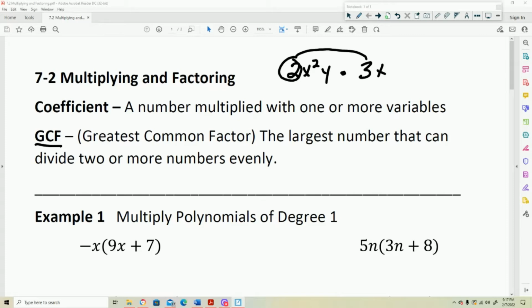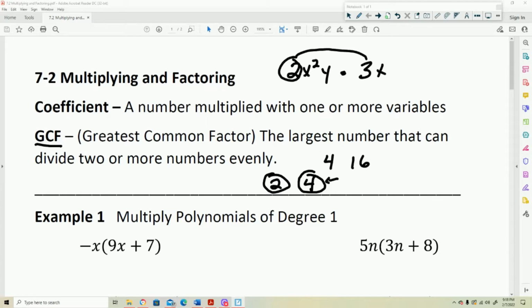GCF, we should remember that from way back in our elementary days. It's the largest number that can divide two or more numbers evenly. So if we're looking at, say, 4 and 16, both numbers are divisible by 2, but that's not the largest number that divides them evenly. The largest number that divides both evenly would be 4. So we would say the GCF, or greatest common factor, is 4. This is a common factor, but this is the greatest common factor. So for GCF we're looking at the largest number that's going to divide evenly into what we're looking at.